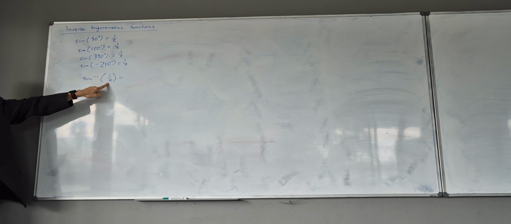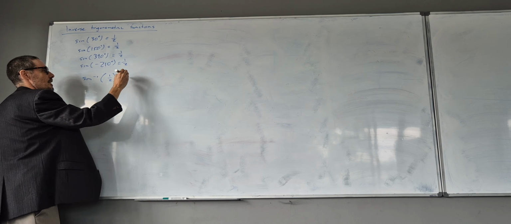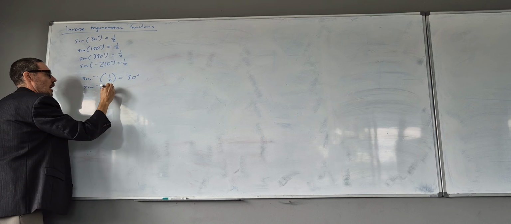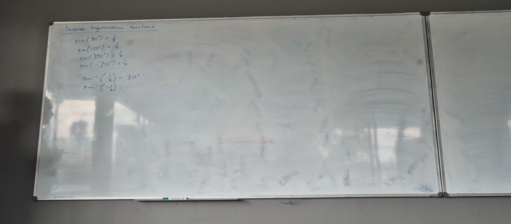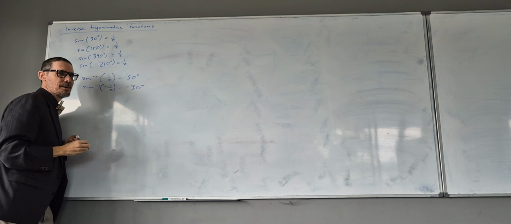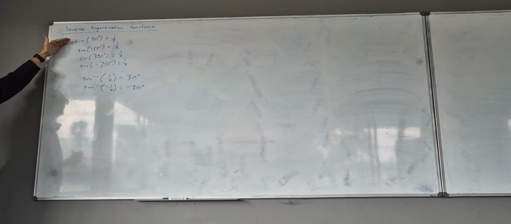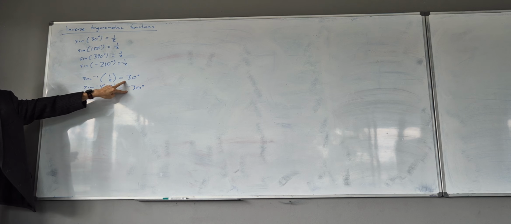First of all, what does your calculator give you? Ask your calculator. If it's in radians, that's fine. You get pi on 6. It says 30 degrees. How does it choose which angle for negative a half? Which one does it give you? Negative 30. Even though there's an infinite number of possible angles, it chose specific ones.